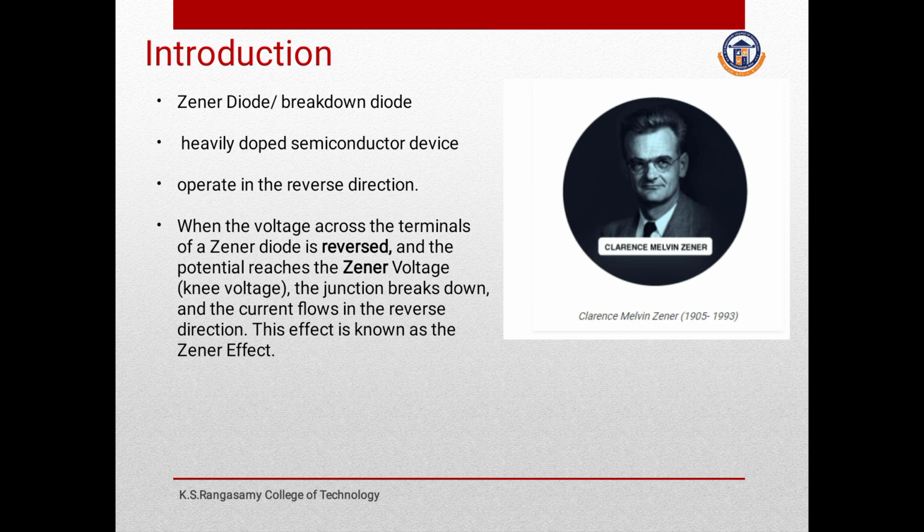Zener diode is otherwise called a breakdown diode. It differs from the PN junction diode in the doping nature. When the PN junction diode is heavily doped, it is called a Zener diode.